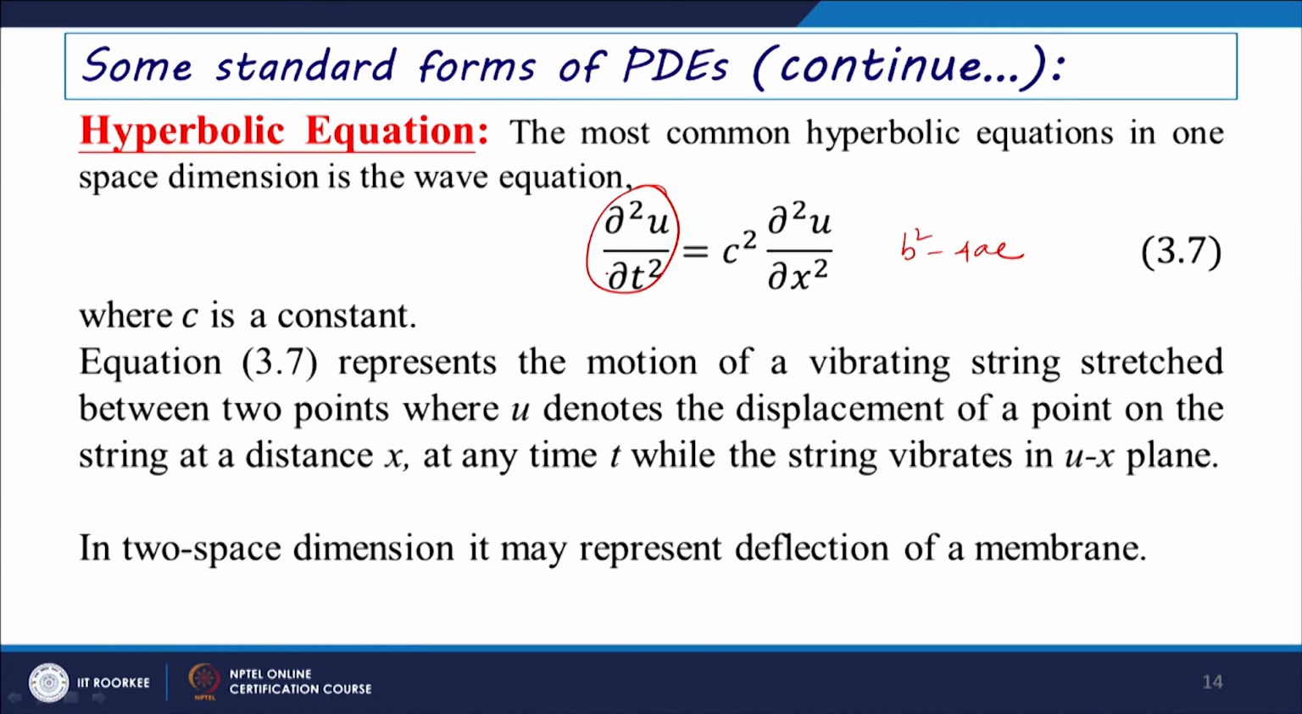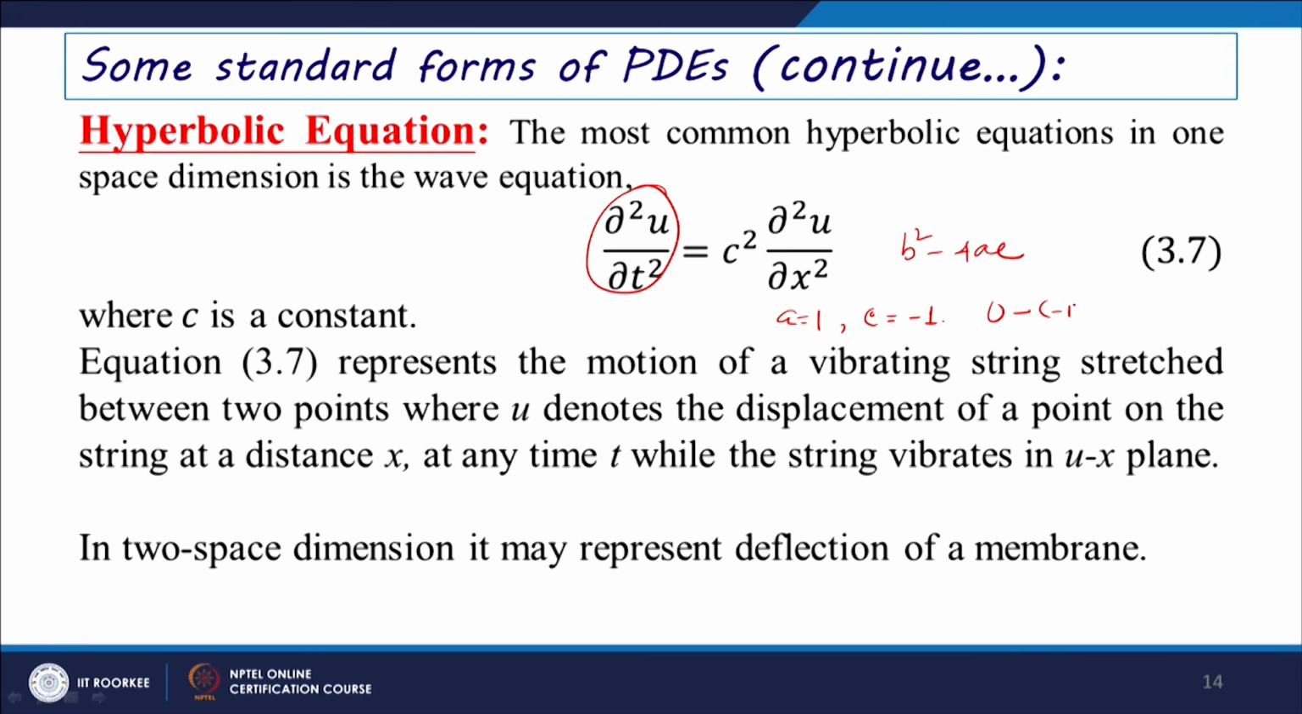So if you take this coefficient to the left hand side, we can express this as del square u by del t square minus c square del square u by del x square equals 0. The coefficients will be a equals 1 and c equals minus c square here. So b square minus 4ac, if you take b as 0, is nothing but c square, greater than 0. That is why this is hyperbolic in nature.